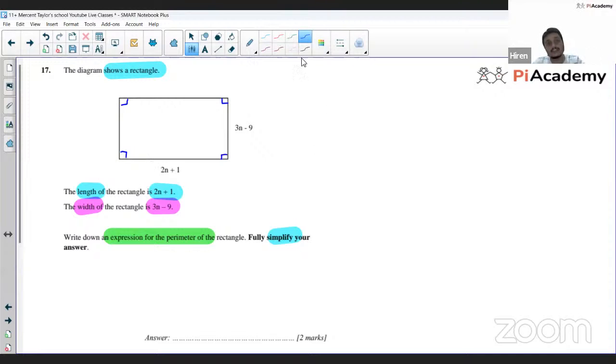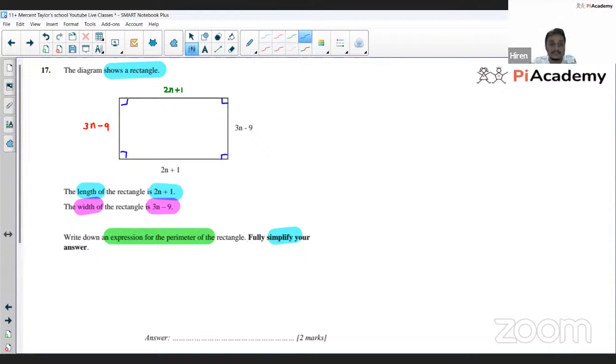On the basis of that, if you have this one as 2n plus 1, then the opposite side will also be 2n plus 1. In the same manner, 3n minus 9 is given to you as the width, right? So the same way, this one is also 3n minus 9. In this manner, we have all four sides. Once you have all four sides, we are going to find the perimeter. Perimeter is the sum of all the sides, right? And those sides must be the outer sides, or you can say the sum of the outer boundaries.